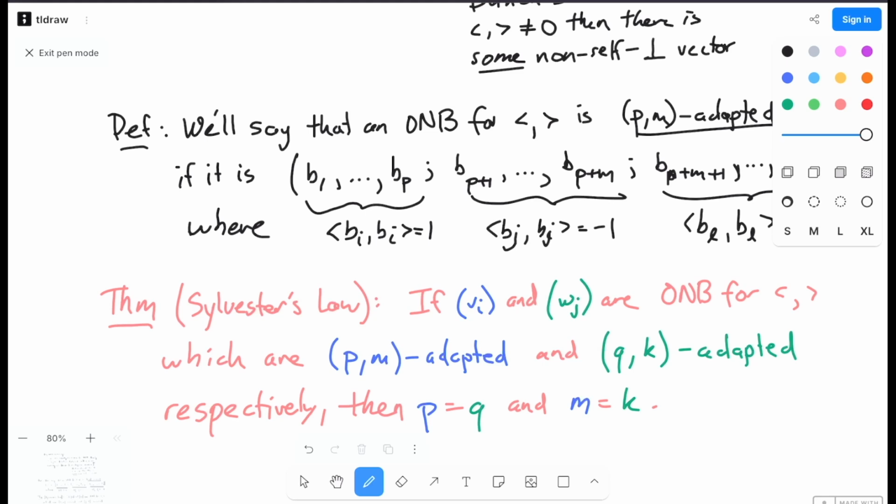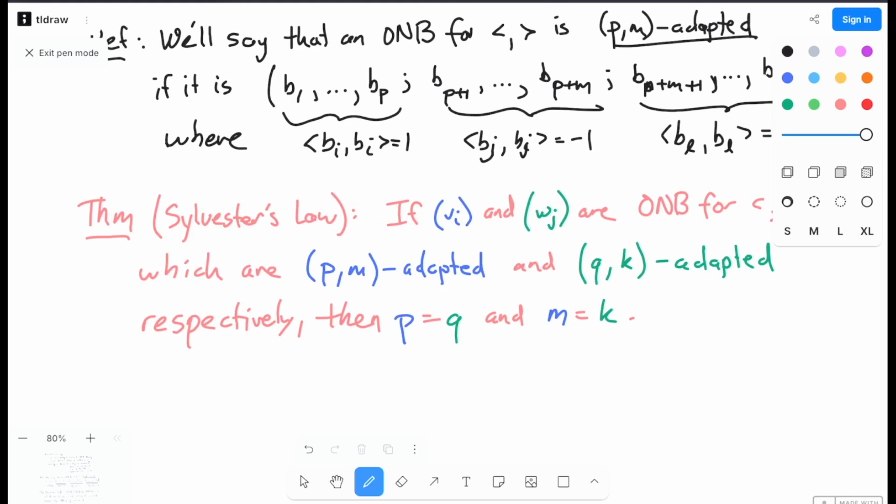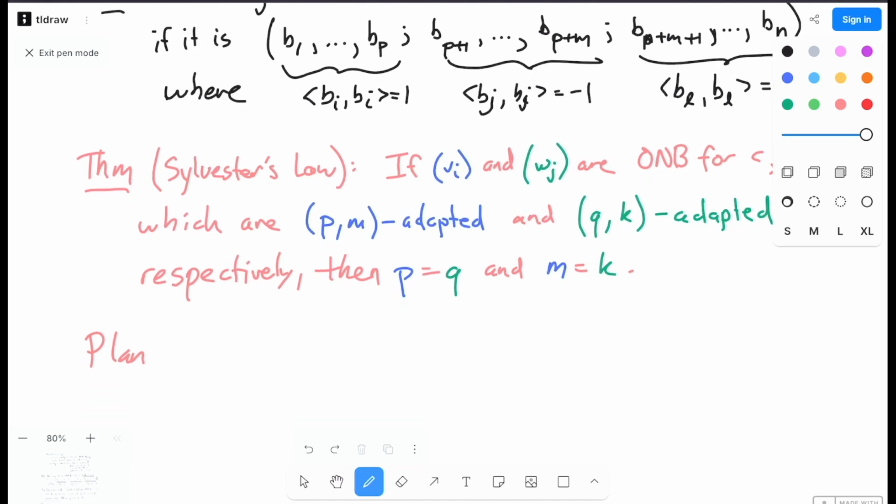Except I'm not actually going to prove this either. I said that there are two parts to this, and I'm only going to prove the second part. Let me be precise about that. So the plan, Artin's plan for this proof, is step one, show that P plus M is equal to Q plus K.